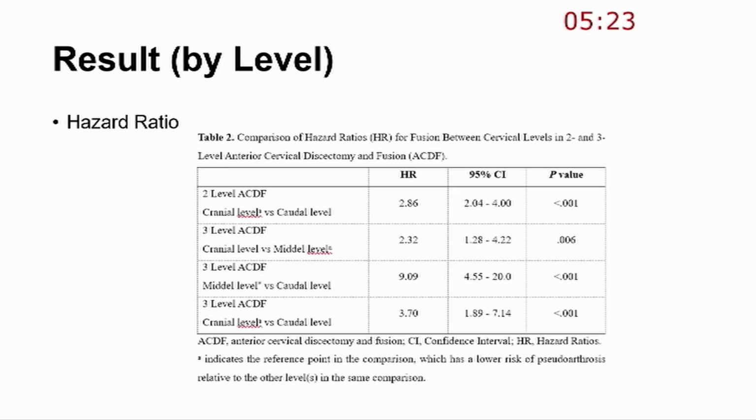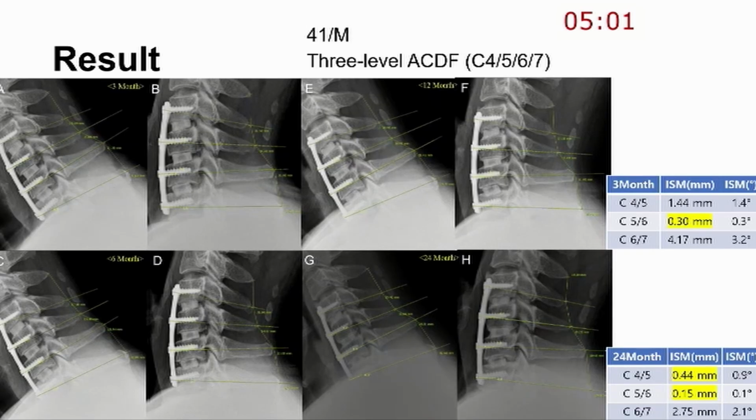This is the hazard ratio in 2-level ACDF. The caudal level has a 2.86 times higher risk compared with the cranial level. In 3-level ACDF, you can see the middle level and caudal level, with a 9 times higher risk of pseudoarthrosis at the caudal level. This is an example case.